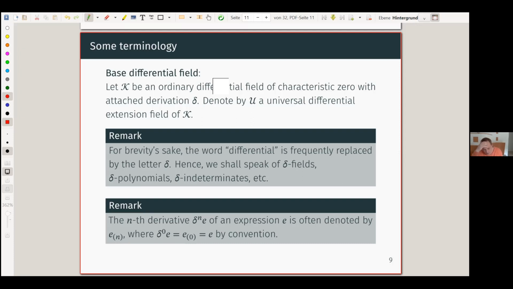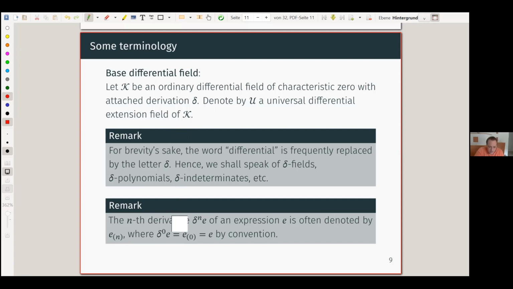I don't have to work really with this field. It's just for convenience, so that I don't have to specify where exactly my solutions live. But typically such a field is one way you find for every prime differential ideal a generic zero, if it's a consistent system from which this arises. And to save a bit of typing, I'll usually substitute the word differential by the letter delta and just speak about delta fields and delta polynomials, stuff like this.